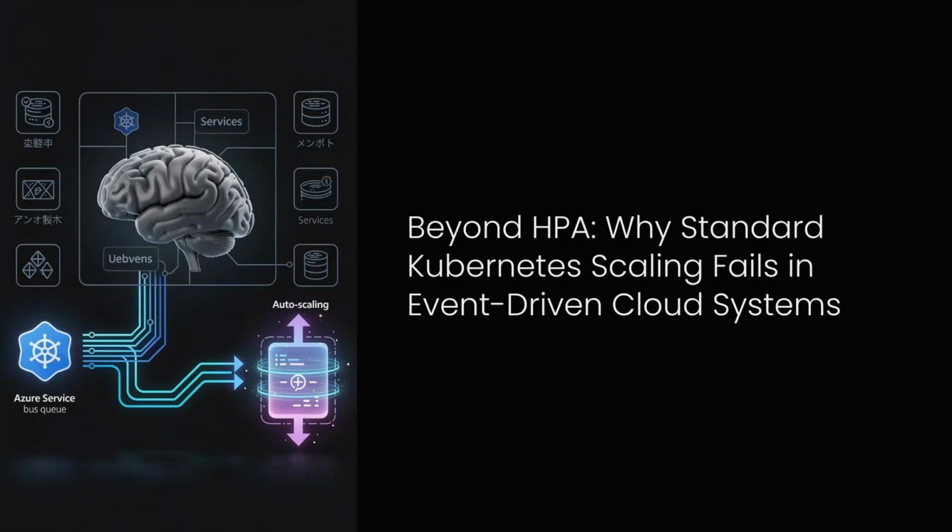Your queue is red, your users are screaming, but your cluster is just sitting there. Everything is green in Kubernetes, but your business is dying. You have the horizontal pod autoscaler or HPA configured. You did everything the standard tutorials told you to do. But for some reason, while your Azure service bus is drowning in 50,000 stuck messages, your cluster is just sitting there, idle, doing absolutely nothing.